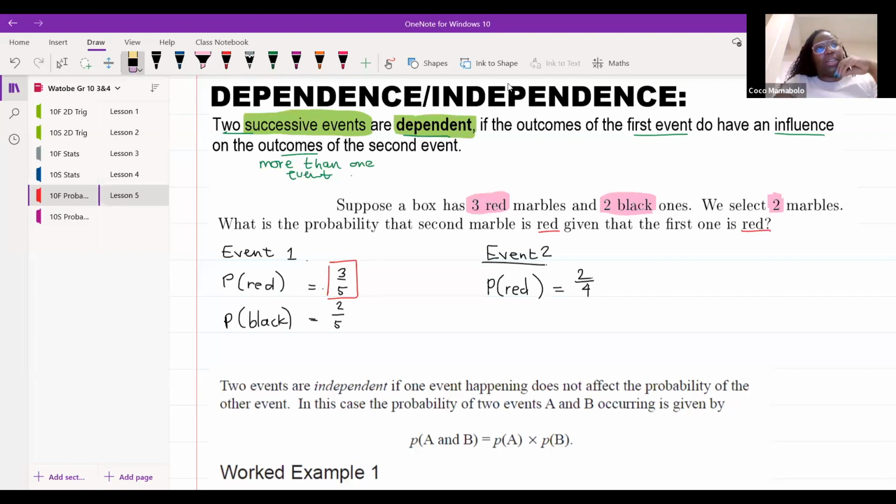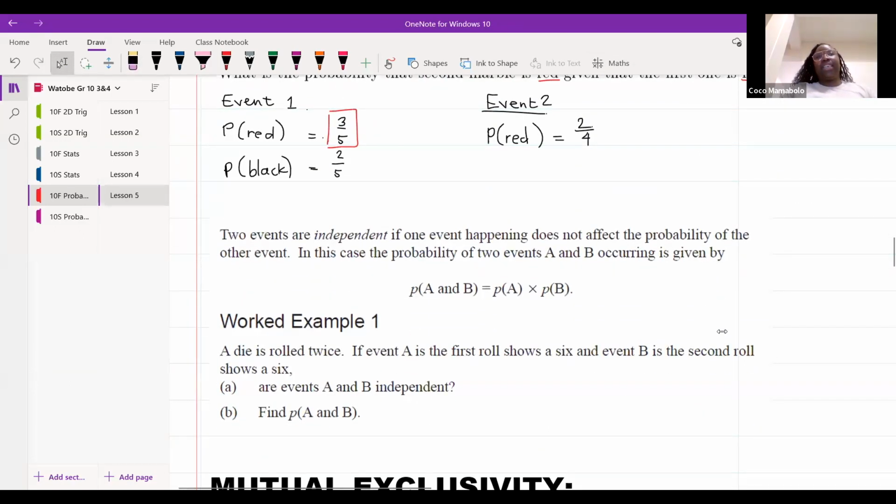We are not going to stress dependence too much because we can figure dependence out by figuring out what is independent. So we're not going to stress about that too much. Okay, let's look at an example of independence.